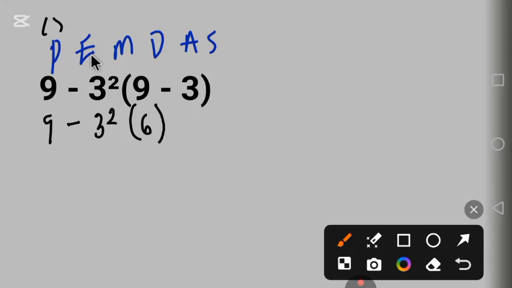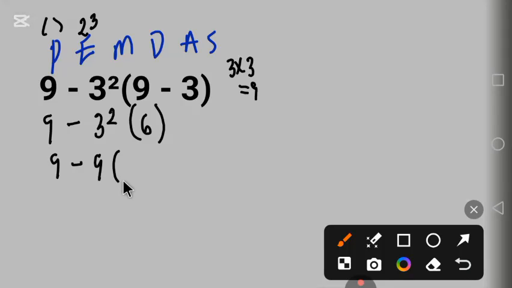Next, in the order of operation is exponent. Exponent means something like this, 2 raised to power 3 or 2 raised to power 2. So is there anything that looks like this here? This is it. So we are going to solve this one. So we have 9 minus 3 square is 9. The meaning of 3 square is 3 times 3. That is 3 square. And that gives us what? 9. That's the 9 we have here.